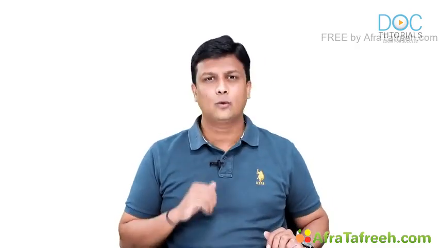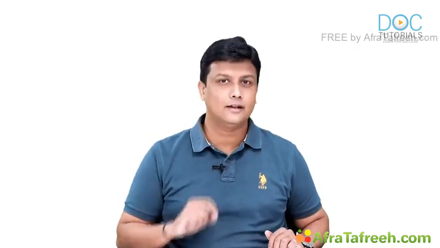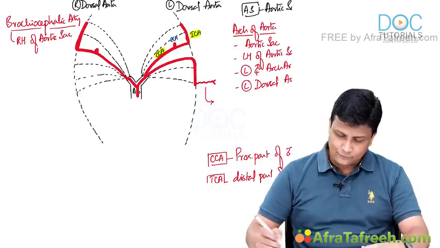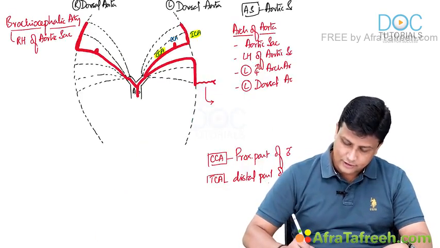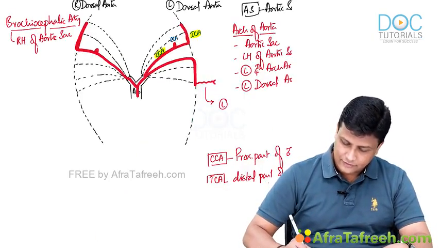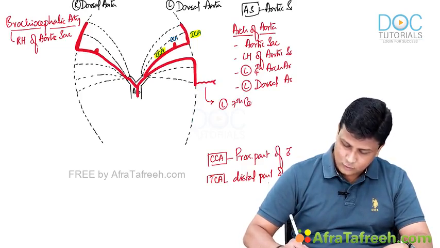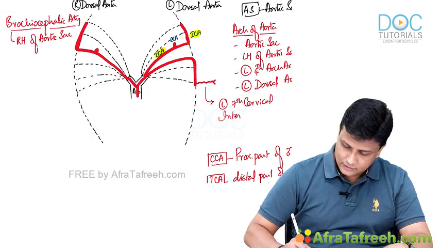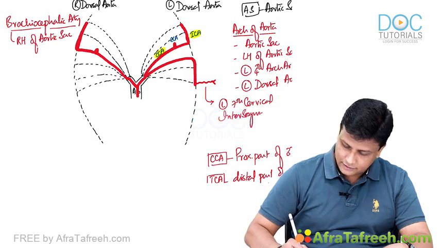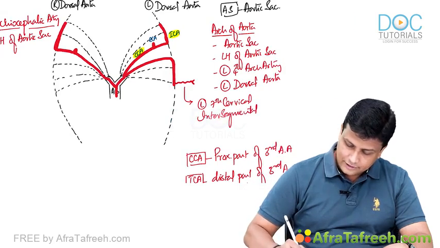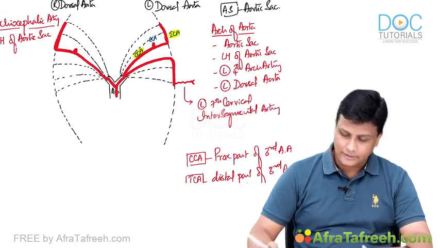Okay, fine. This is which one? It is the 7th cervical intersegmental artery, of course towards the left side. So what is the complete name of this one? It is the left 7th cervical intersegmental artery.